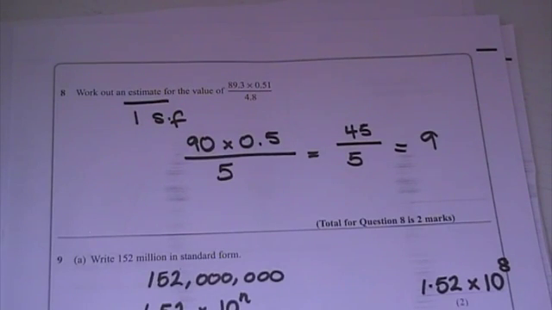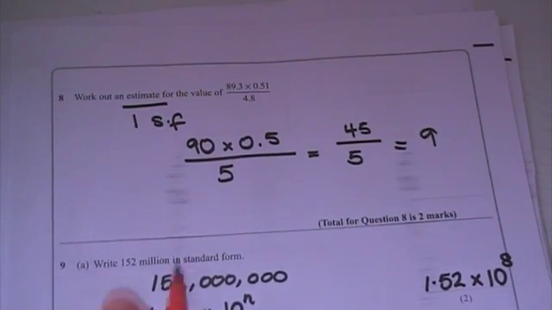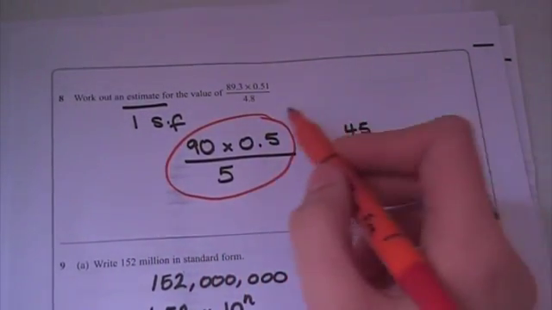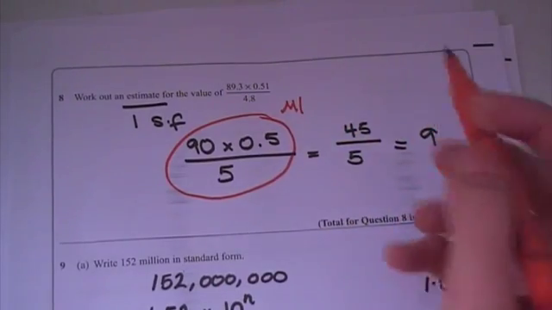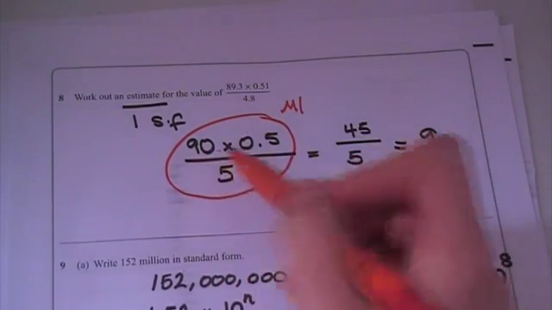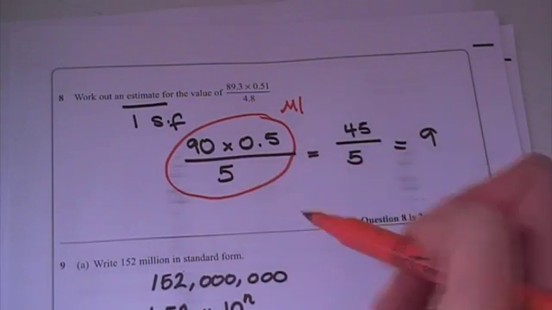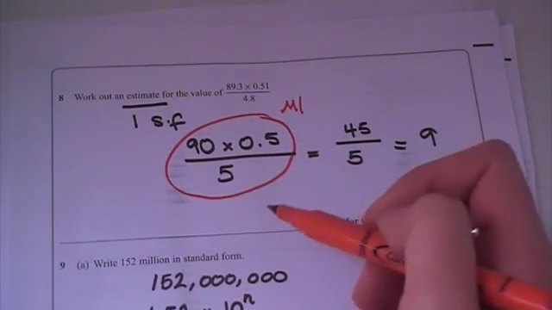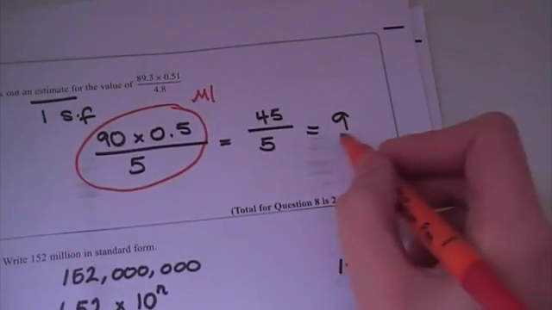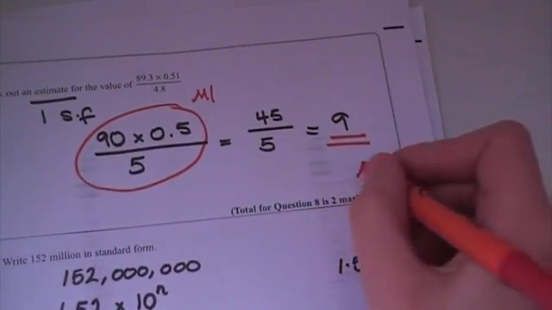Mark scheme for question 8. So it's 2 marks. The first mark is a method mark for correctly rounding to one significant figure. Now it states that at least 2 of these have to be correct. So for example, if you put 80 instead of 90 or 0.4 instead of 0.5, you could still get that method mark. You need at least 2 of those correct. And then that second mark is for getting your answer as 9.